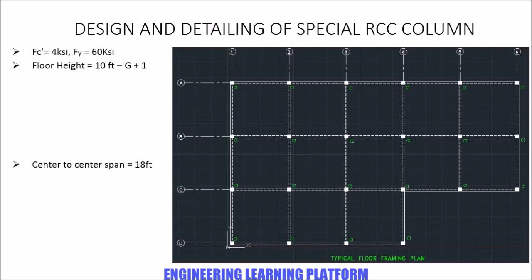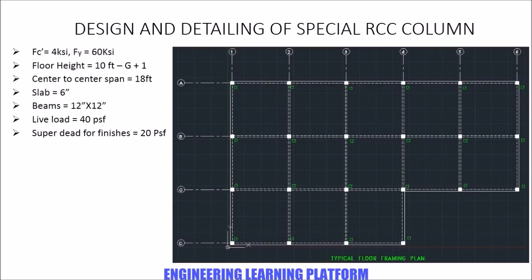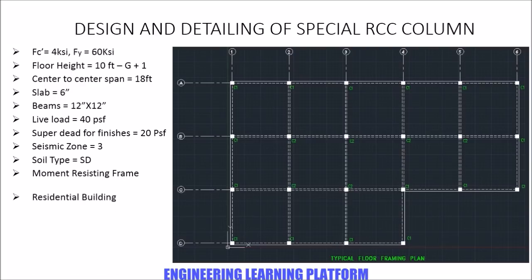Floor heights are 10 feet. It's a two-story structure. The center to center span is 18 feet and the slab and beam dimensions are shown. Live load 40 psf, SDL load is 20 psf, the seismic zone is 3, soil type is SD, moment resisting frame has to be designed, and the building is residential building.